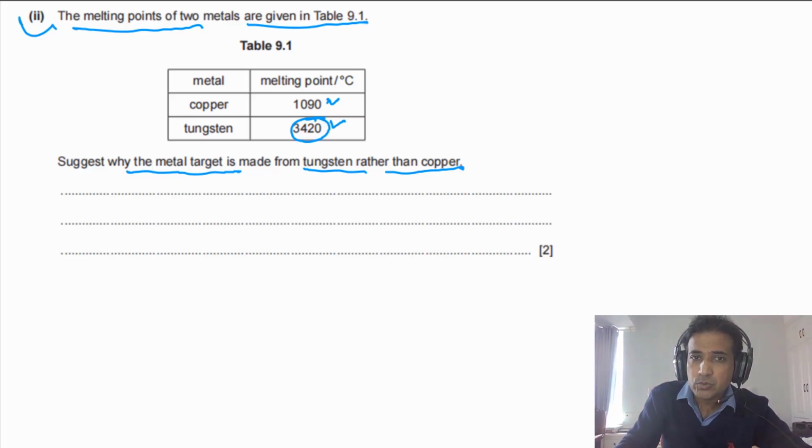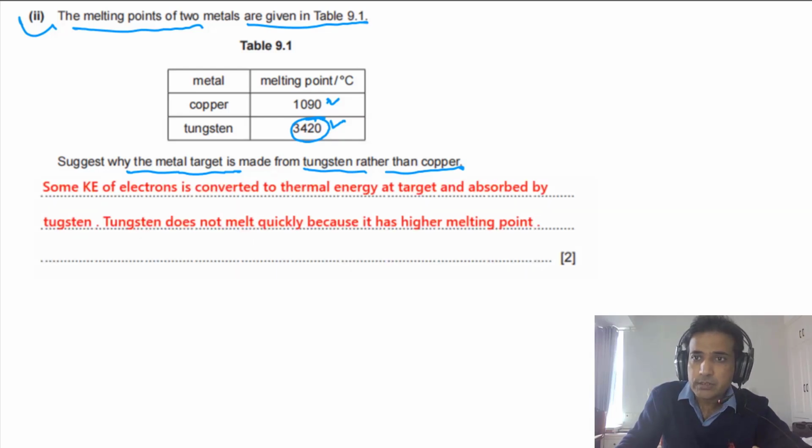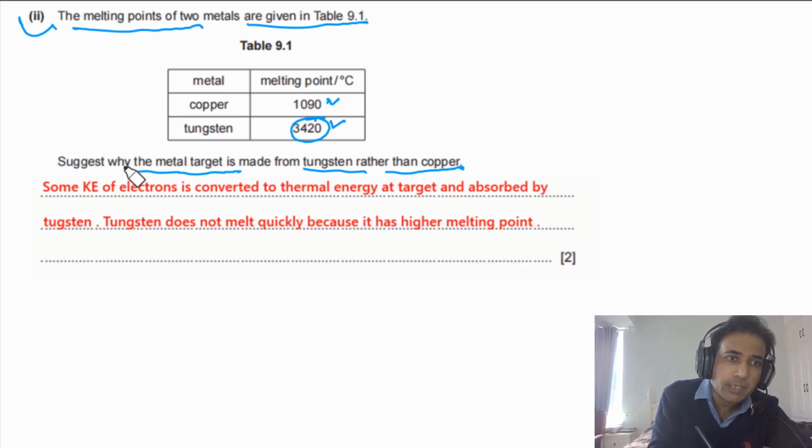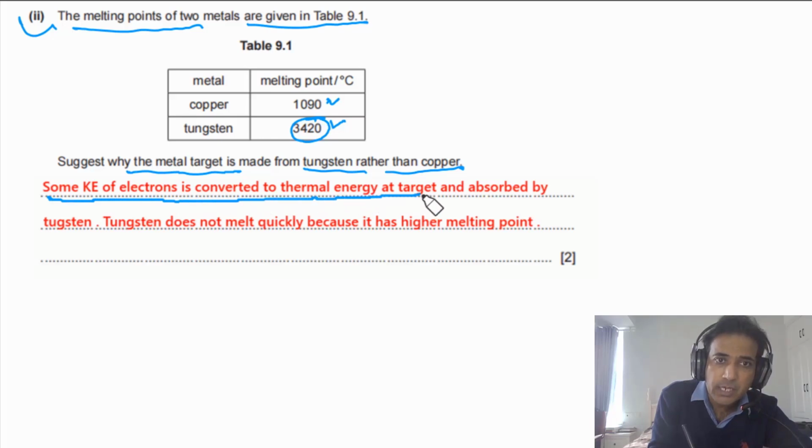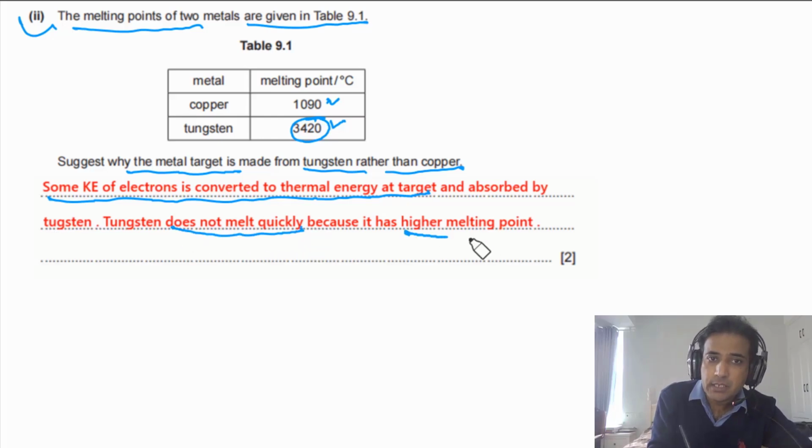Now let me show you how you can write down the answer. This question has 2 marks. For the first mark, you can say some kinetic energy of electrons is converted into thermal energy at the target, absorbed by tungsten. Tungsten does not melt quickly because it has a higher melting point. So if you write these 2 points, you will get 2 marks.